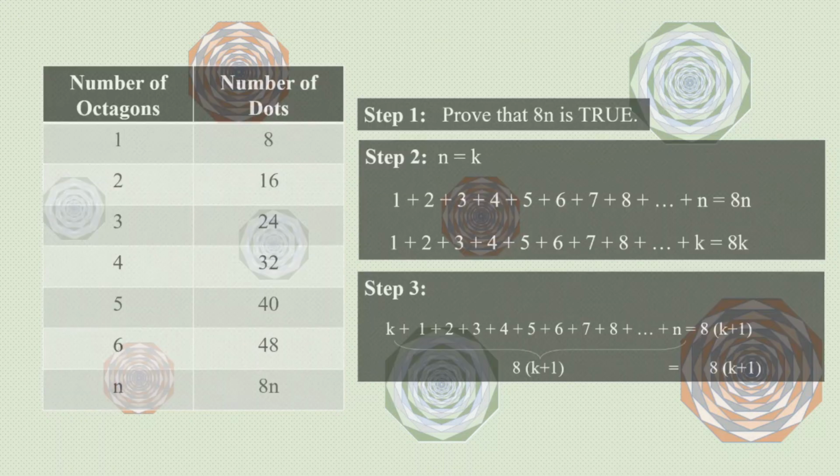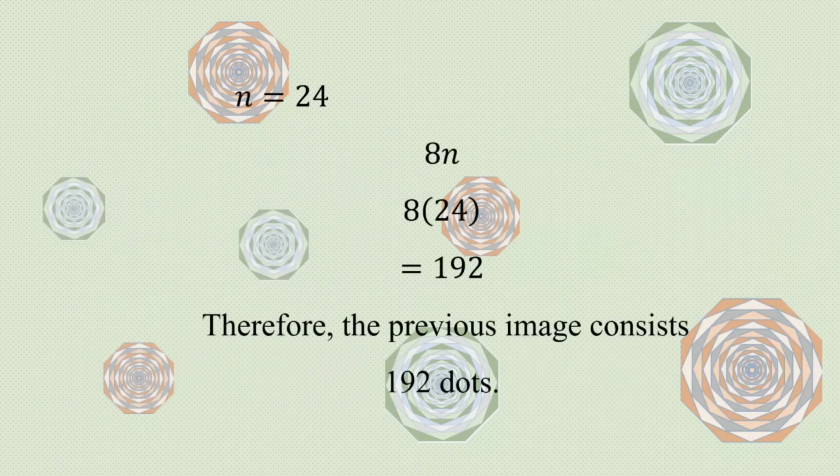Substituting the value of n, which is 24, into 8n, which is our formula, 8 multiplied by 24 is equal to 192. Therefore, the previous image contains or consists of 192 dots.